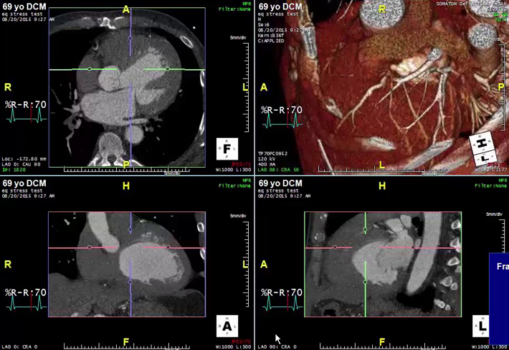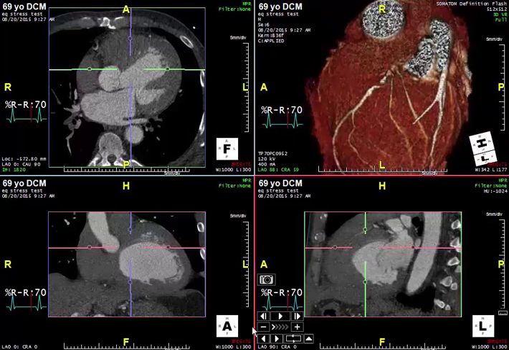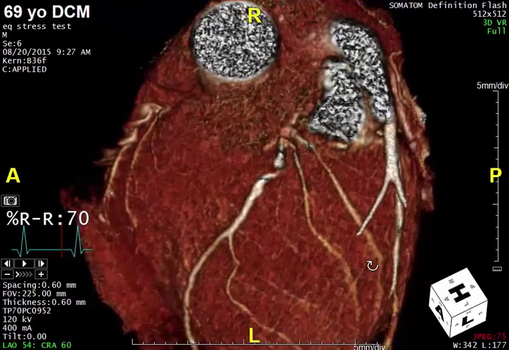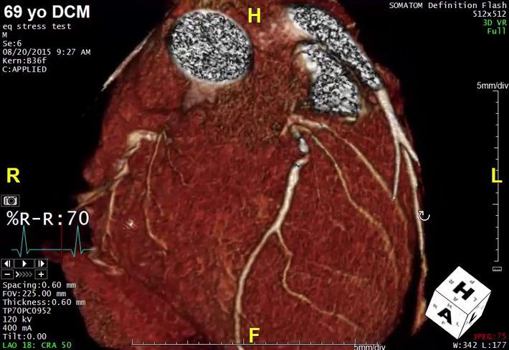This is a 69-year-old man who has been referred for a dilated cardiomyopathy noted on echocardiography. I like to begin with the coronary arteries. This is a 3D view.